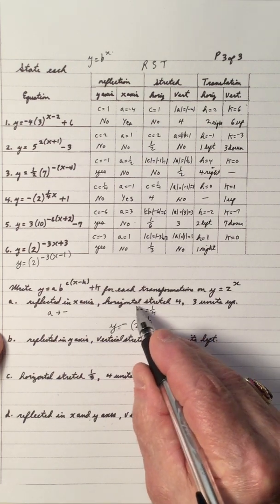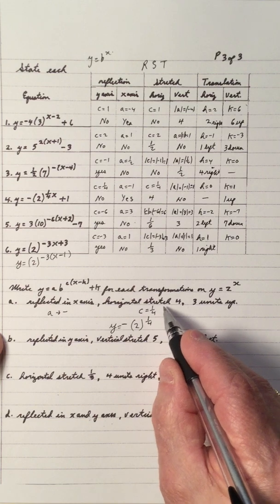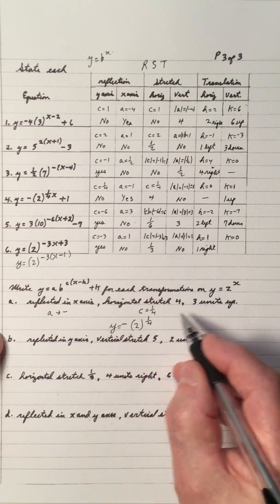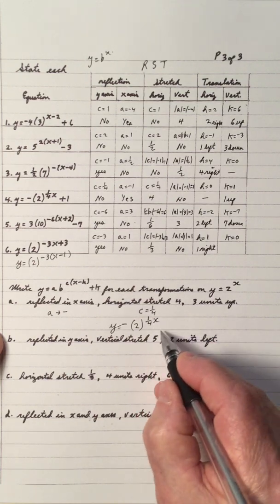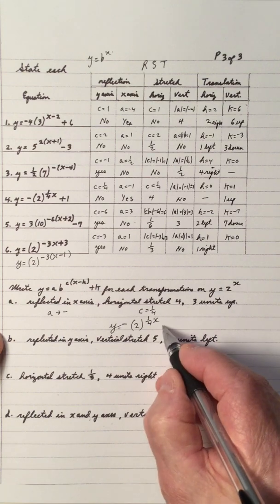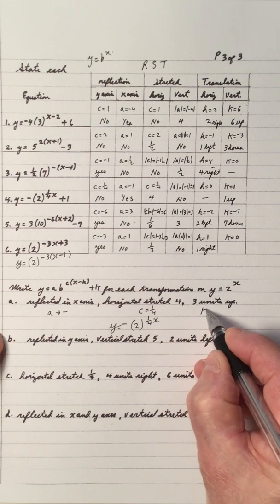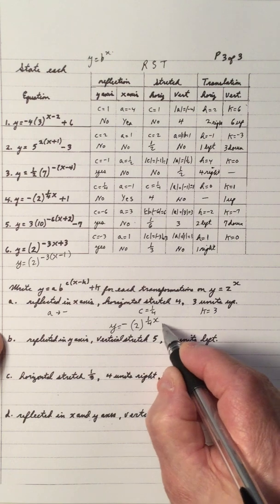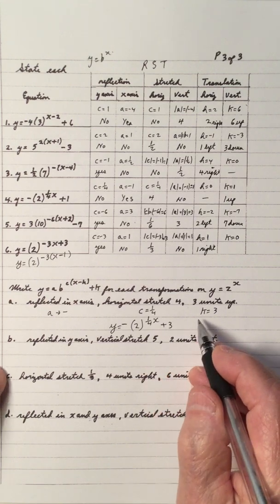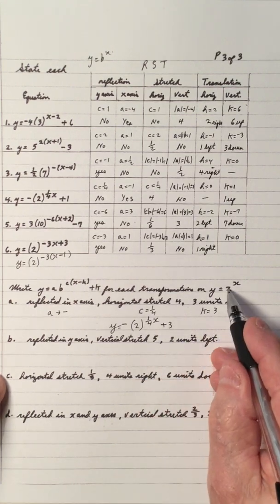And there's no horizontal translation, so that's just an x. And it's moving 3 up, so that's the k. So that means the k is 3. So it's just a +3. So that's the equation, the basic equation.